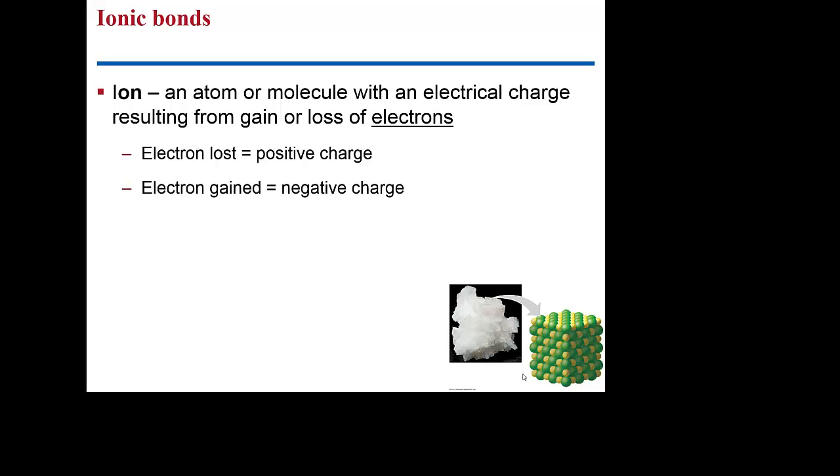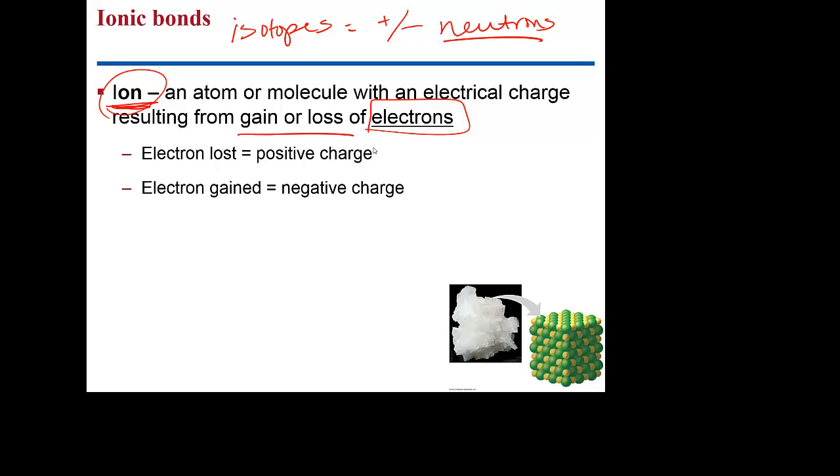A third kind of bond is known as an ionic bond. Ions are formed when you gain or lose electrons. So remember, isotopes equal a gain or loss of neutrons. An ion is the gain or loss of electrons. Be very careful with that. Students always confuse these two. Isotopes, neutrons, ions, electrons. Okay?